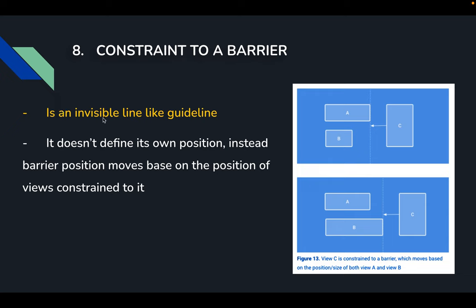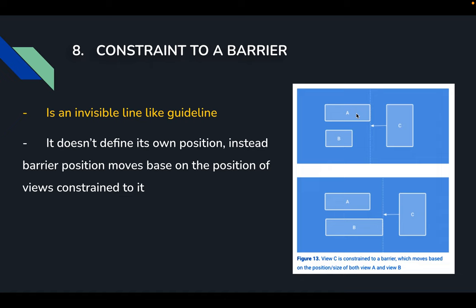A barrier is kind of an invisible line, like a guideline. It is invisible, and a barrier also doesn't define its own position. Instead, the barrier position moves based on the position of the views constrained to it. So the barrier doesn't have its own position, but the position is based on the views that are constrained to it.